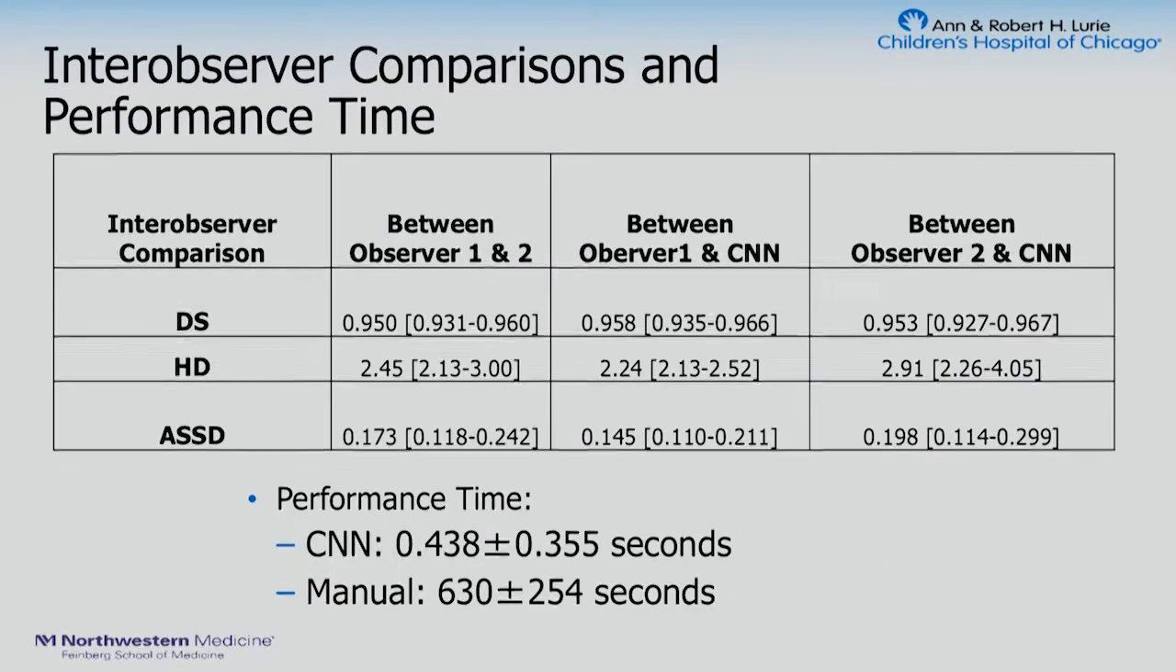And finally, the CNN showed excellent agreement with our expert observers. Across all metrics, our CNN performs as well or better compared to our inter-observer comparisons, as seen in the table. Additionally, the CNN was able to perform segmentations at a fraction of the time, taking less than 1 second to perform one segmentation compared to 10 minutes manually.